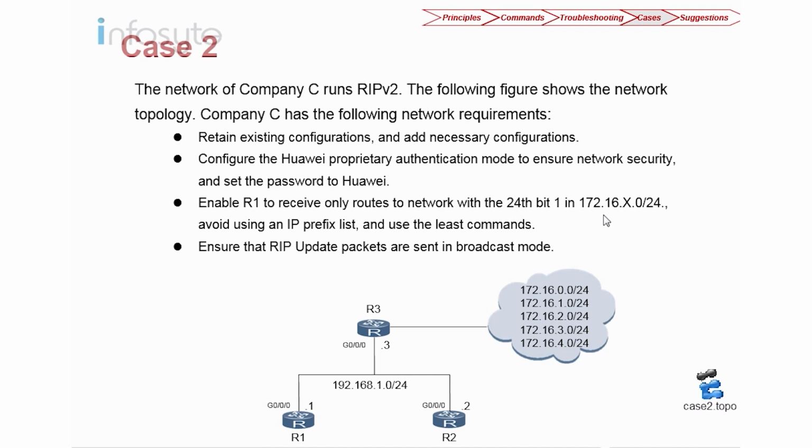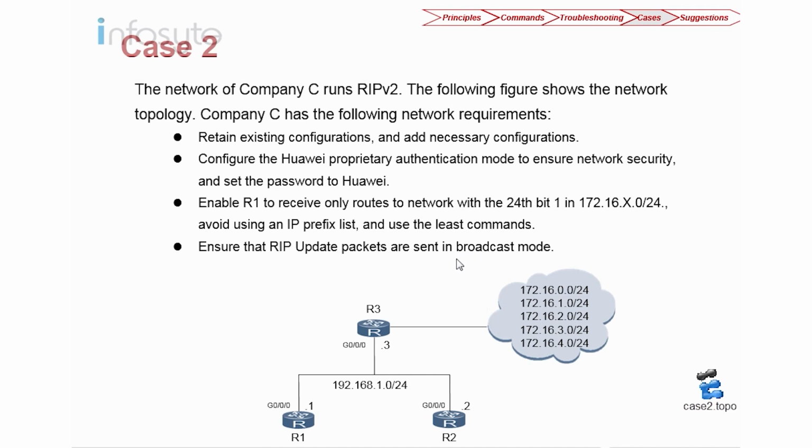Third requirement is to enable R1 to receive only routes to networks with the 24th bit 1 in 172.16. So this is a bit tricky, so we have to do a bit of calculation, and we are not supposed to use the IP prefix list command. Typically this will be the exam format, because they will limit you to only use a solution that is required by Huawei, and ensure that RIP update packets are sent in broadcast.